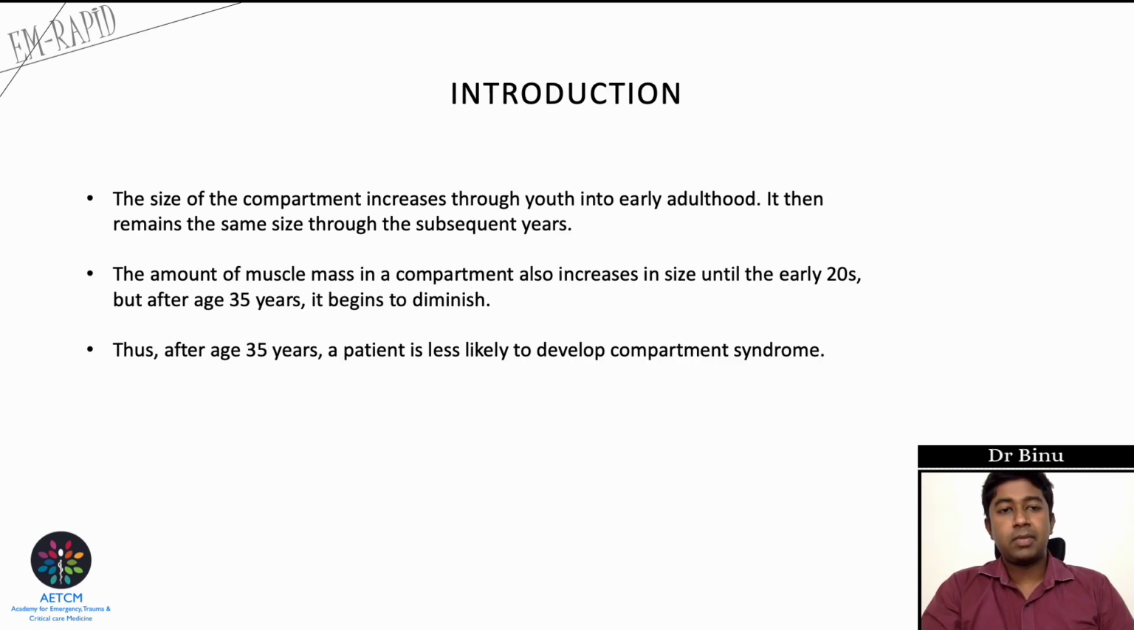The size of the compartment increases through youth into early adulthood, and it remains almost the same size through the subsequent years. The amount of muscle mass in the compartment also increases during the early 20s until it reaches about 35, after which it begins diminishing. Therefore, after the age of 35, a patient is less likely to develop compartment syndrome.